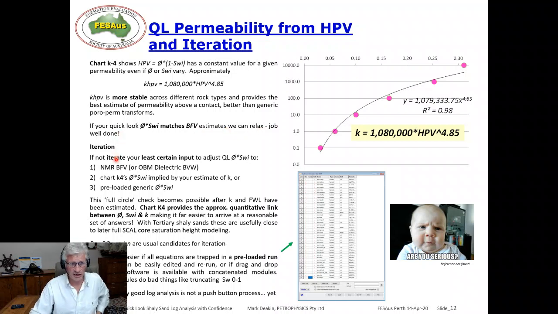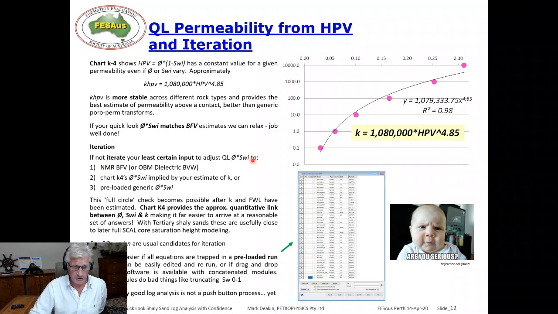Okay, iteration. If not, iterate your least certain input. That's always the way we do it, isn't it? It's pretty obvious, really, not really clever. Iterate your least certain input, the one you're worried about, the one you thought, oh, I wasn't quite sure about that one. Go back to that one and vary it within reasonable limits and see if you can get them to match up. Okay, your quick look porosity times SWI matches your bound fluid volume.